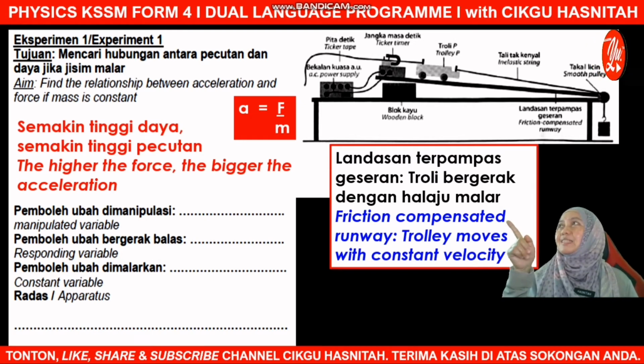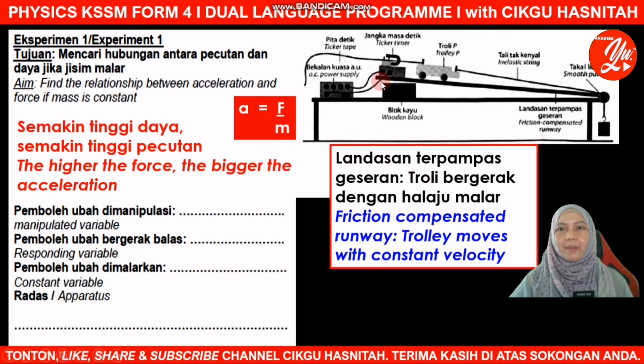So the setup for this study can be seen in this diagram where you can see there is a trolley attached to a ticker timer and a ticker tape connected to an AC power supply. And the trolley is put on top of an inclined plane. And here you can see this is a load which represents the force applied to the trolley. And this runway is a compensated runway. Compensated runway means a frictionless runway. It's a smooth runway.